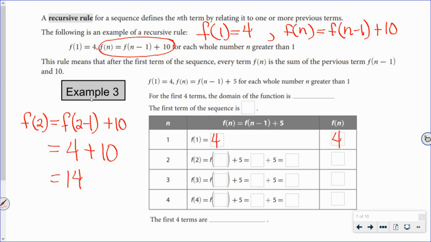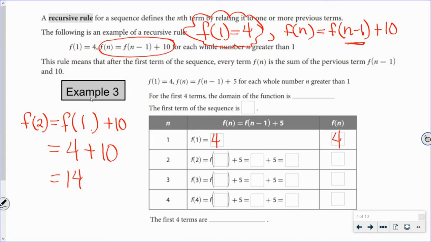Wait, how did you get the 4? Because, okay, remember, what's 2 minus 1? That's f of 1, right? What is f of 1? 4. It's given to you. So each time you've got to go back to the previous term. That's what the n minus 1 here means. It means go back a term and then add 10 to it. It's not as hard as it looks.